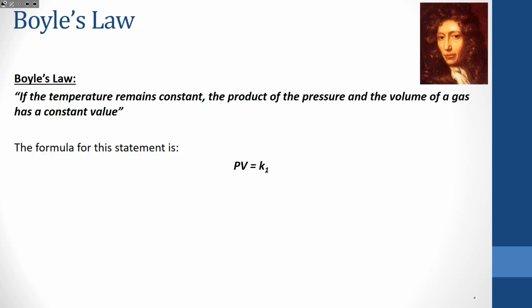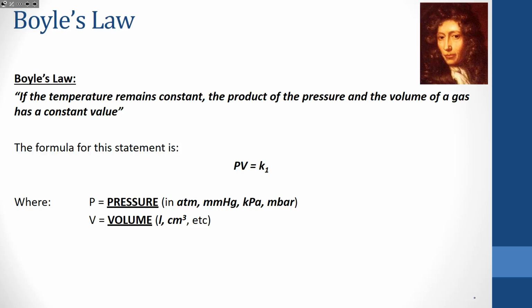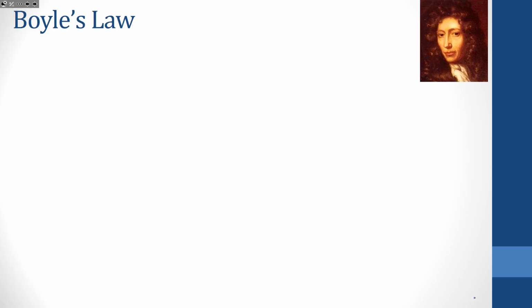And I just put K1 there just for a second. Just bear with me. So P is the pressure. We can have the pressure in any unit, atmospheres, millimeters of mercury, kilopascals, millibars. V is the volume. We can measure that in liters, centimeters cubed, whatever. It doesn't really matter what the values are. And then K is just some sort of constant, just like that 150.